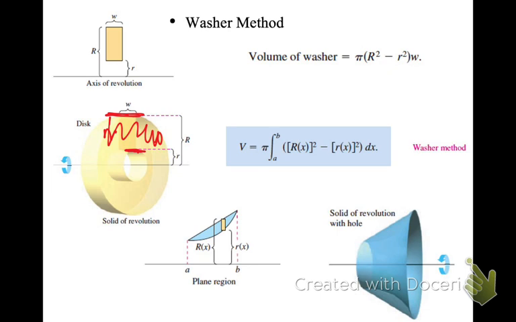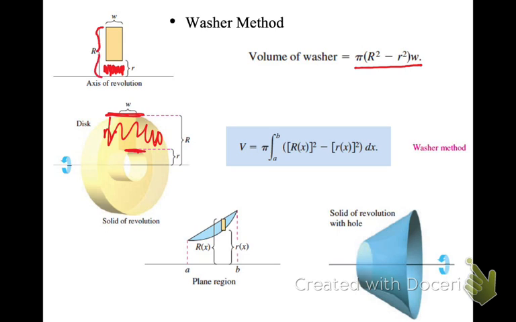Volume of a washer would be pi times uppercase R squared minus lowercase r squared, times the width. That's what it would be. So lowercase r is going to be your distance from your axis of revolution. Uppercase R is going to be the top, like the total distance.